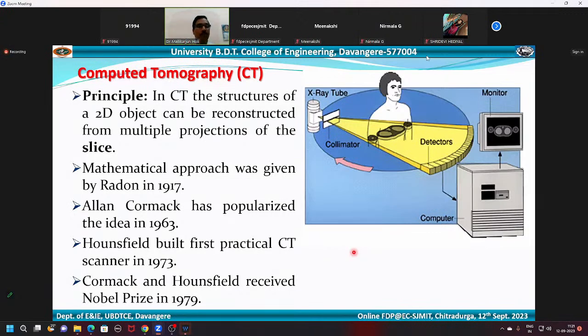This was initially developed mathematically by the scientist Radon in 1917. The technique was popularized after a long time, in the 1960s, by Alan Cormack. The first CT system was built in 1973 by Hounsfield. Because of this development of the technology, Cormack and Hounsfield received the Nobel Prize in 1979 for the development of computed tomography.